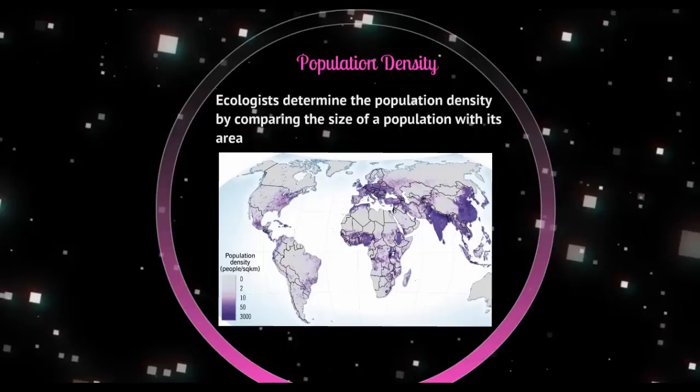Now, if you're going hunting, you want to find an area that has a high population density. In other words, there's a lot of the organism in a given area. If it has a low population density, it would be kind of hard to find them.